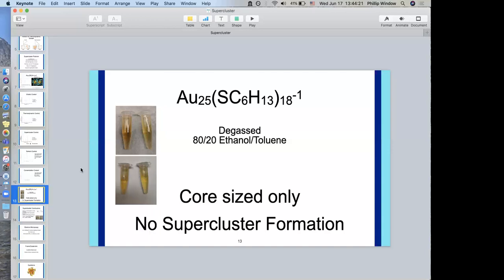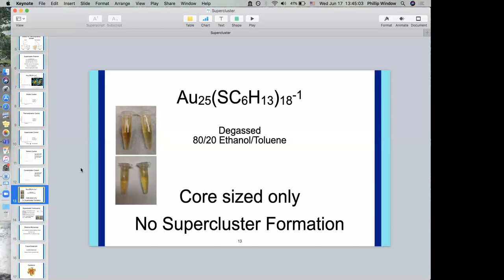So the other system that I work with a lot is gold 102, thiolate 44, which is protected by thiophenol, just a phenyl ring attached directly to the thiol. I put it in one of these solvent systems and played around a little bit in the DLS, and never got any supercluster formation from it. That again could just be from the pi interactions of the surface, because 102 gets a little bit finicky when you start changing the ligand.